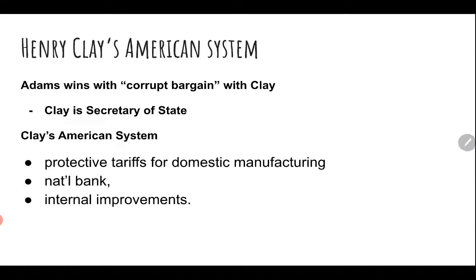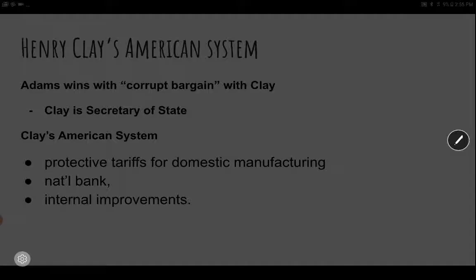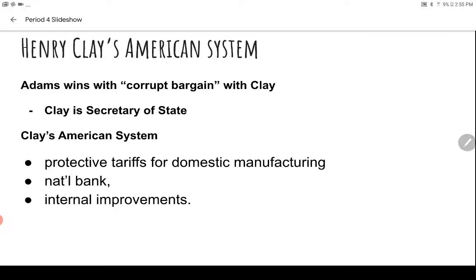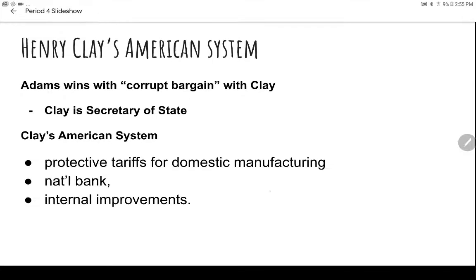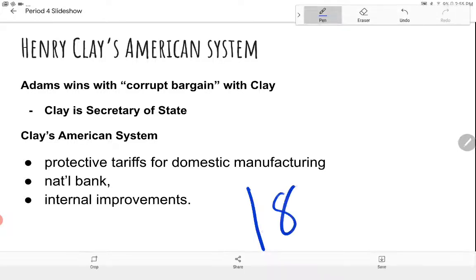And when he loses, they're going to start what's called Clay's American System. Clay's American System looks a lot like Hamilton's system, where we are going to have protective tariffs for domestic manufacturing, a national bank, and internal improvements. Internal improvements are like roads. So like in 1811, we are going to get the national road. This is all kind of context for it, but in 1811, there's going to be a national road.